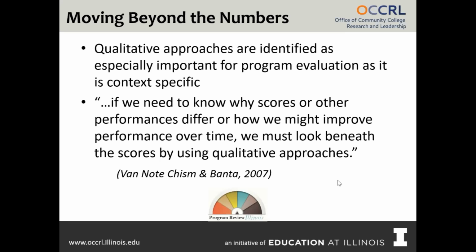And so this quote from the article cited here: if we need to know why scores or other performances differ, or how we might improve performance over time, we must look beneath the scores by using qualitative approaches. And this really comes into play as we're thinking about root causes when we think about equity. So we want to avoid deficit explanation. We want to avoid making the assumption, first of all, sort of blaming the students that are experiencing the inequities, instead of asking, what can our institution do better to serve the students experiencing inequitable outcomes?